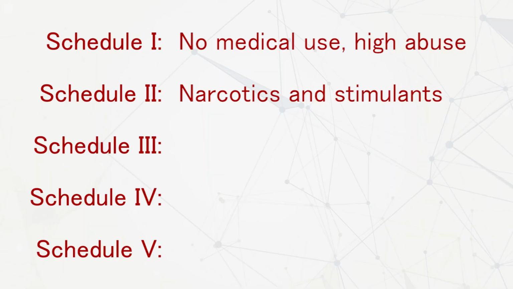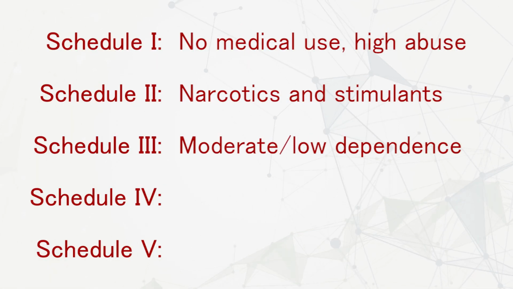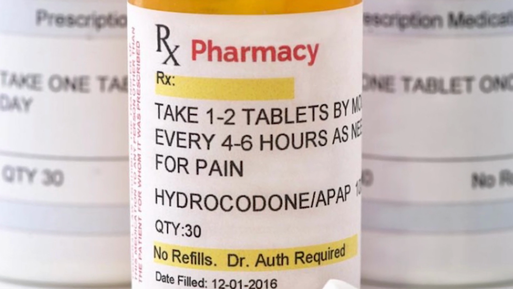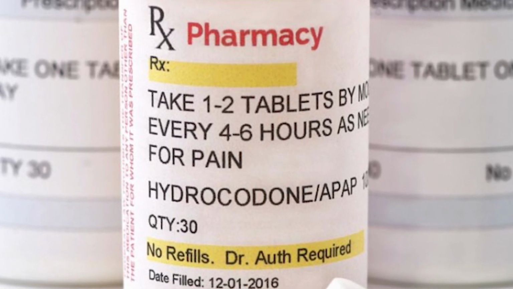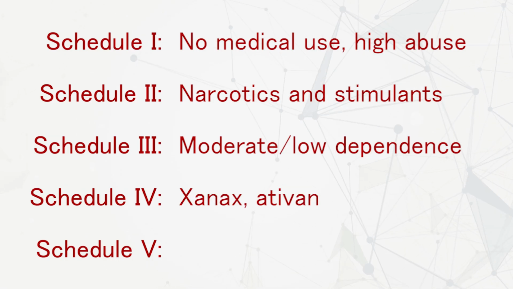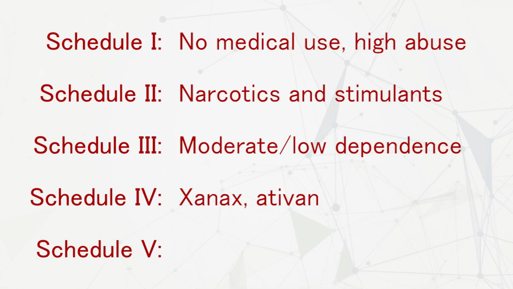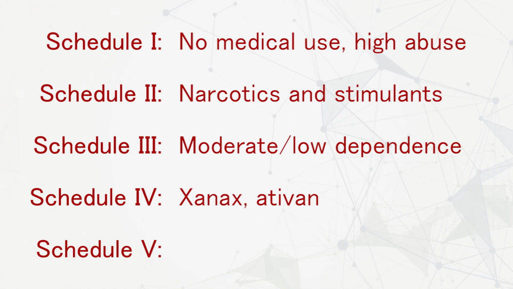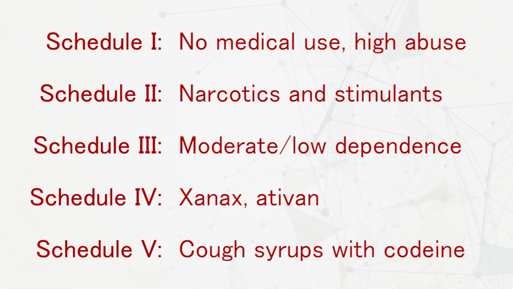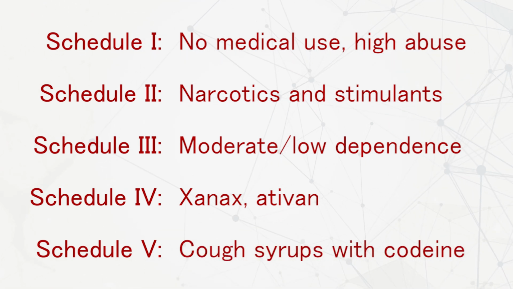Schedule 3 substances have less potential for abuse but can still lead to moderate or low dependence. These include Vicodin, Tylenol with codeine, and anabolic steroids. Schedule 4 substances have a lower potential for abuse than Schedule 3, and they include examples like Xanax and Ativan. Schedule 5 drugs are preparations that contain limited quantities of narcotics, including cough syrups that contain codeine.